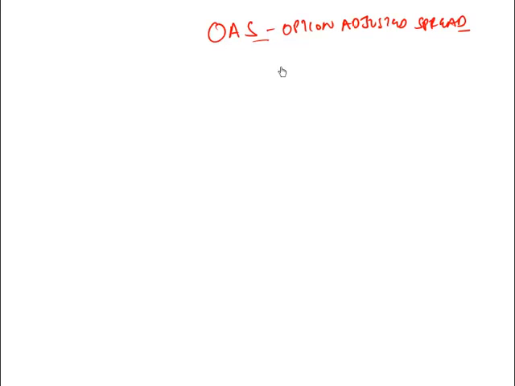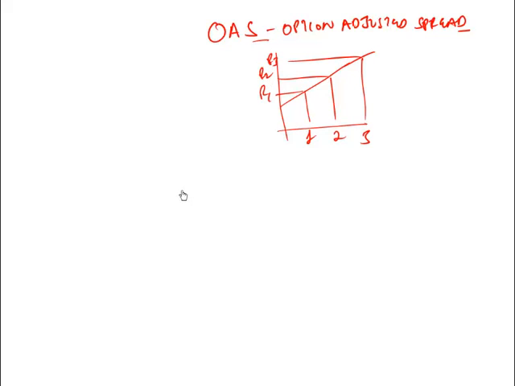Now let's assume that the term structure of the interest rates is given to us. So R1 is the 1 year rate, R2 is the 2 year rate, R3 is the 3 year rate, and so on and so forth. Let's assume there's a regular bond or a treasury bond with $100 expected to come every year for the next 3 years.